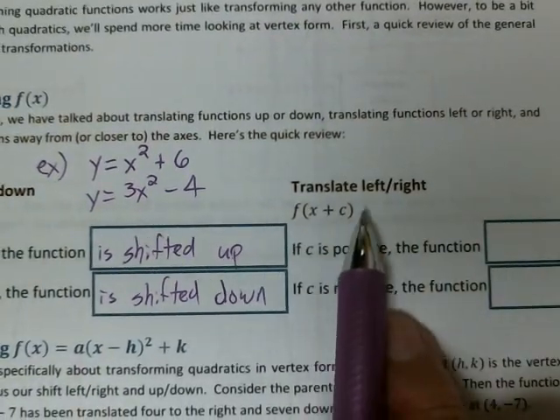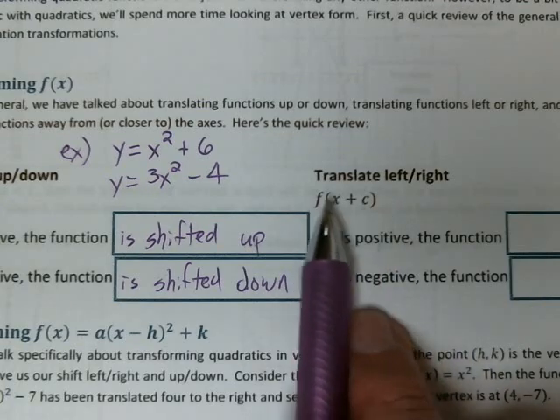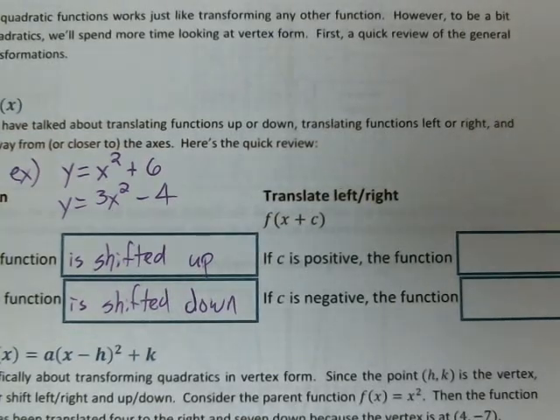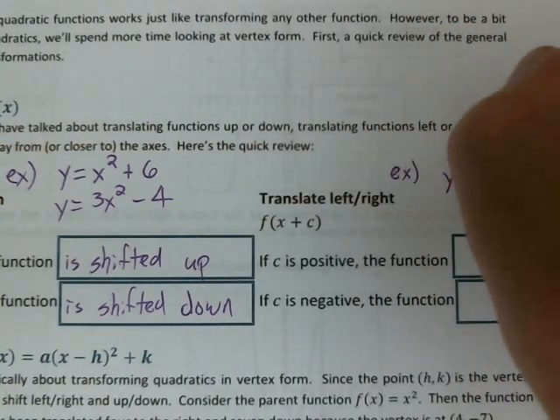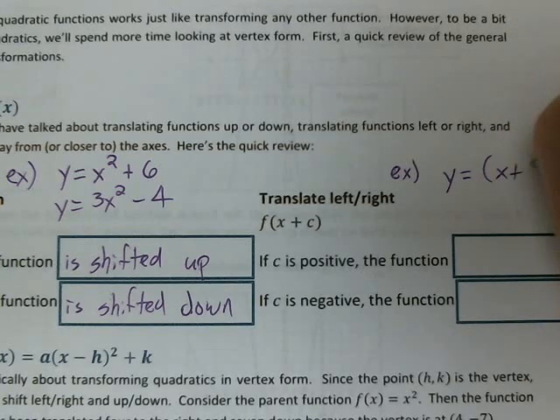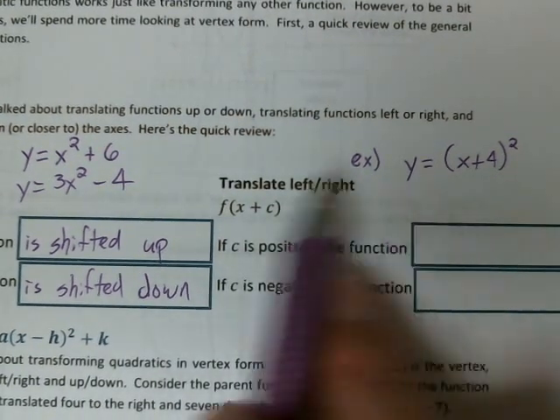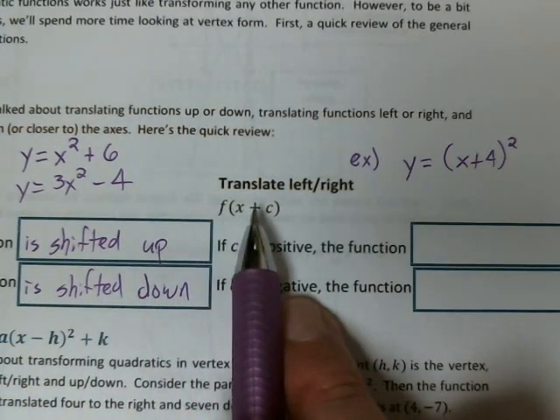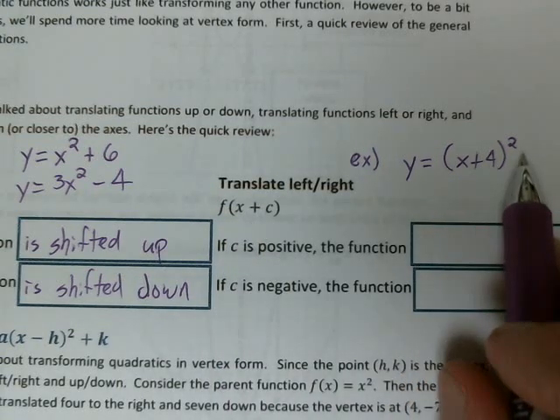Well, what happens if I'm moving it left or right? That's when I have a function, but the constant is added inside the parentheses. So once again, for a quadratic, I'm going to have something like, for example, y equals parentheses x plus 4 squared. So notice the difference. Over here, we don't have any parentheses, and over here, I do have parentheses. And again, this could be for a cubic, a quartic, or whatever. So I've got x plus 4 squared.